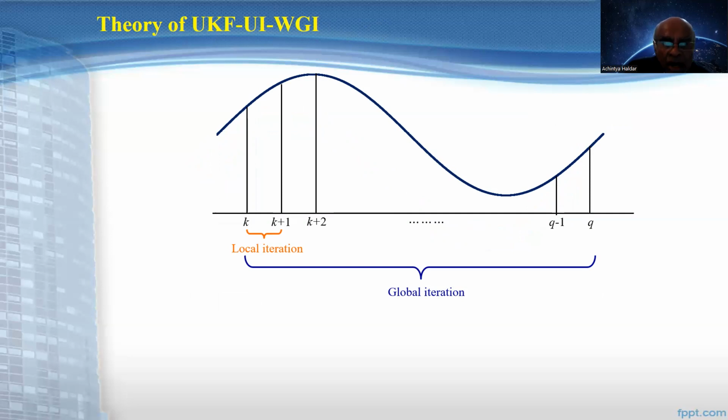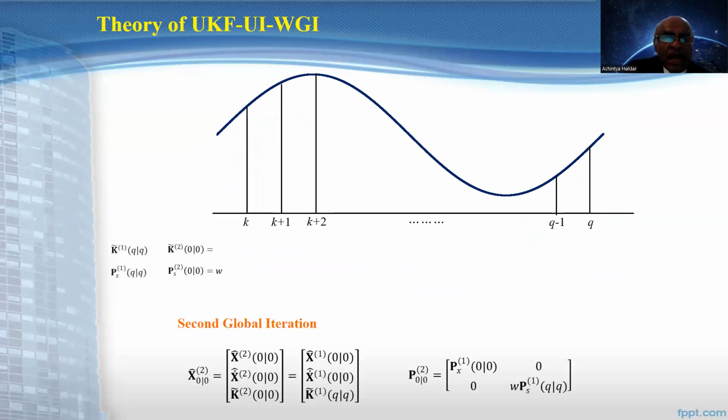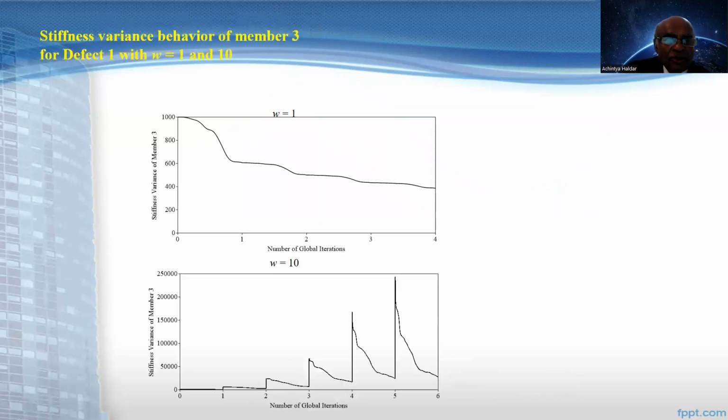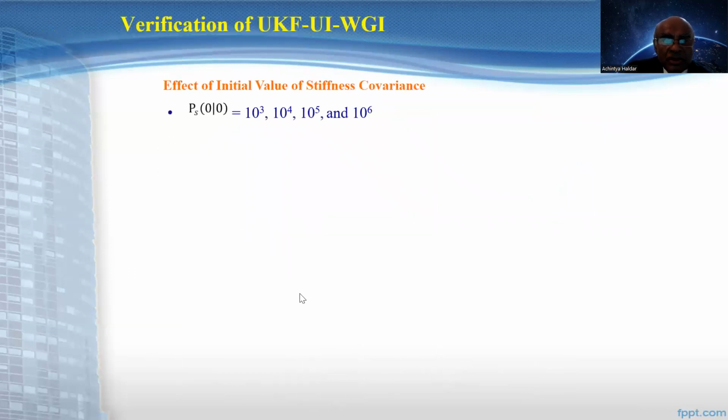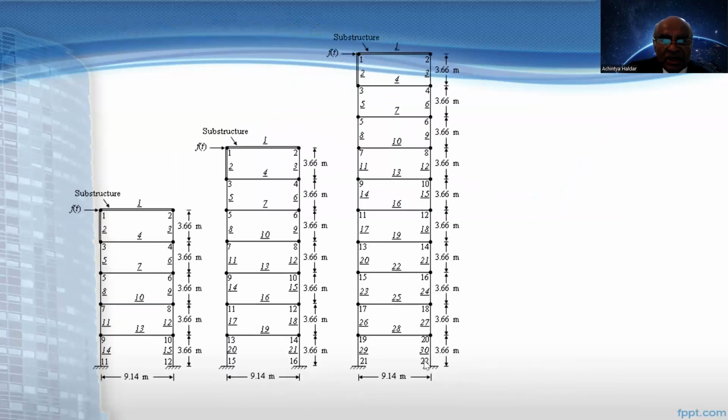Since we are going to use multiple global iterations, we took advantage of that, because as you are iterating, our noise is getting smaller and smaller. So from the second global iteration onward, we use an amplification factor W to increase the amount of noise. This way, we can predict the behavior very accurately. Here I'm showing the result when we use the amplification factor 10, and it gives you the result very nicely. You can see with 10, we are getting a very good result.